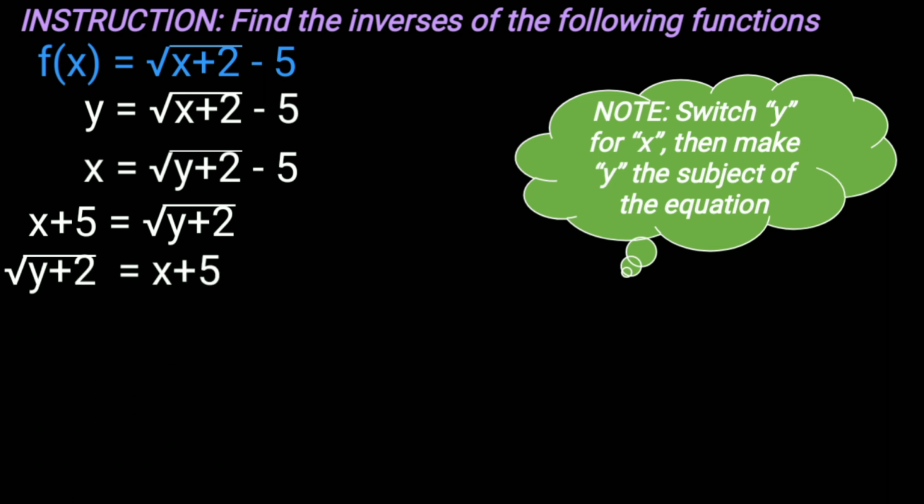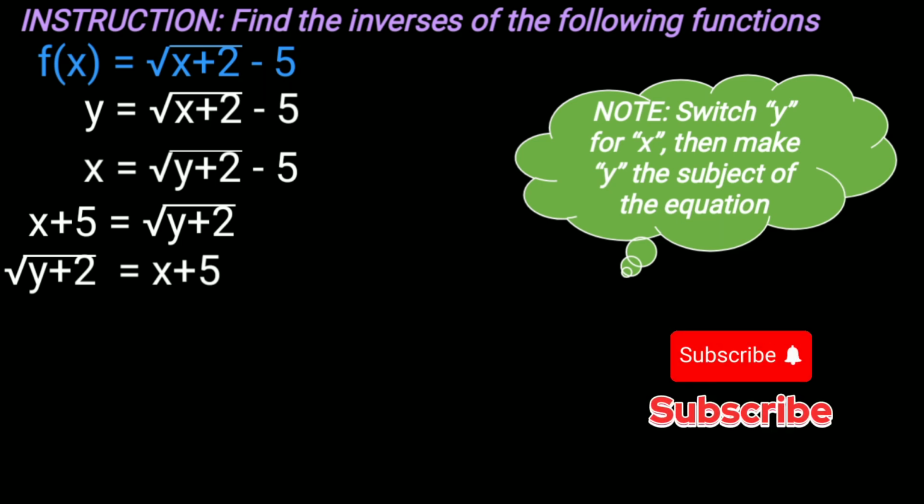And we can just write it out as square root of y plus 2 equal to x plus 5. And then we have a target of making y the subject of the equation. We have square root of y plus 2, so the only thing we can do is to square both sides, or you move the square root sign to the other side of the equality sign.